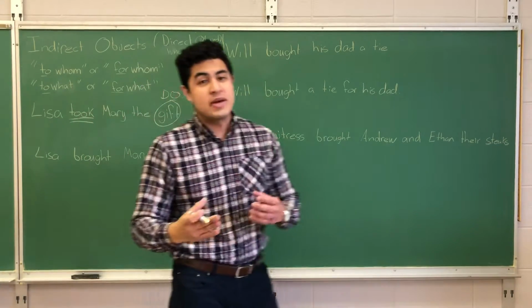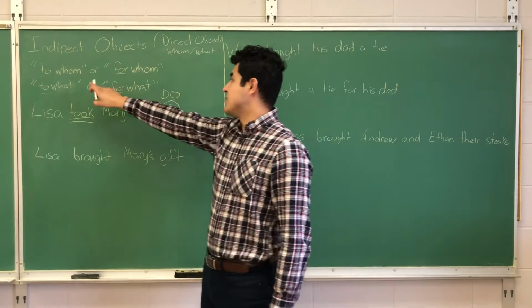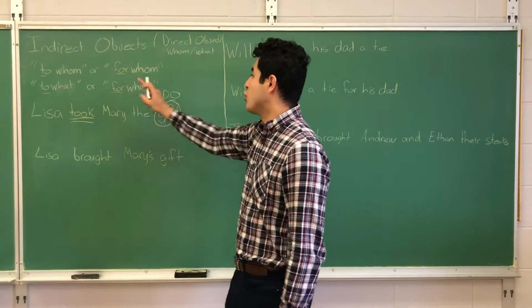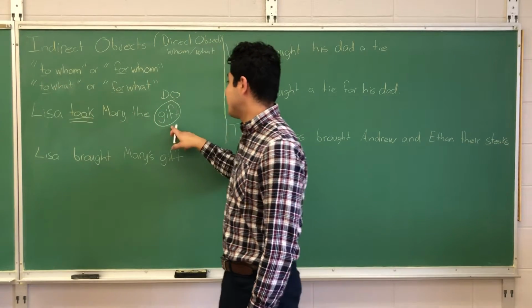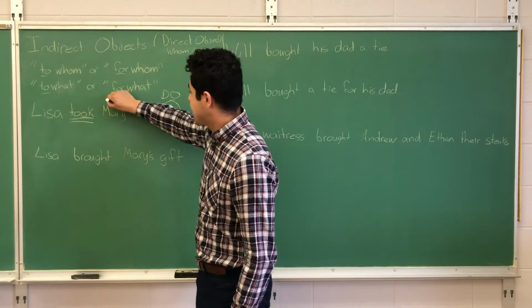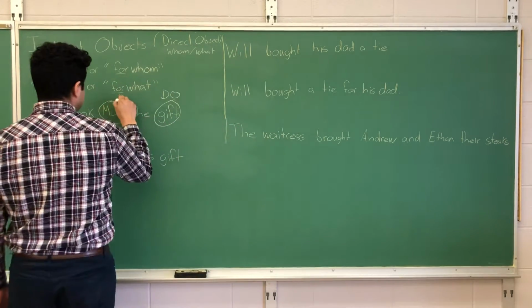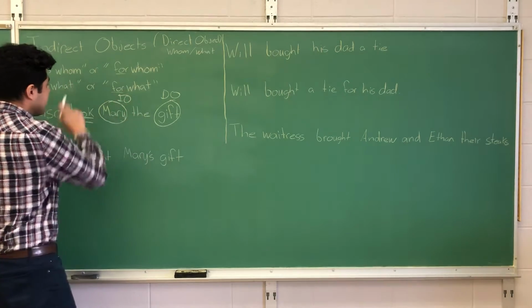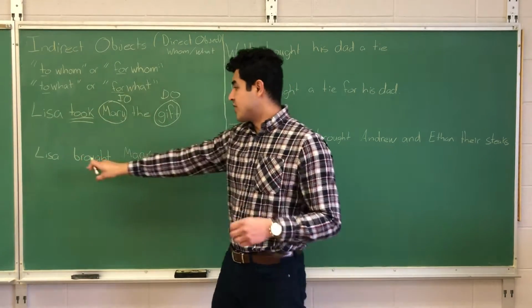Now, because there is a direct object, now we can look for an indirect object. So now we ask the question, to whom or for whom, or to what or for what? In this case, to whom. So Lisa took gift to whom? To Mary. Okay, so Mary becomes our indirect object because it answers the question to whom. All right, here's another example.